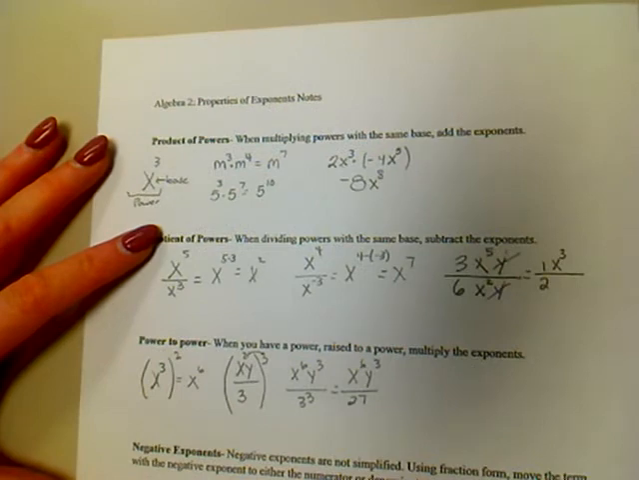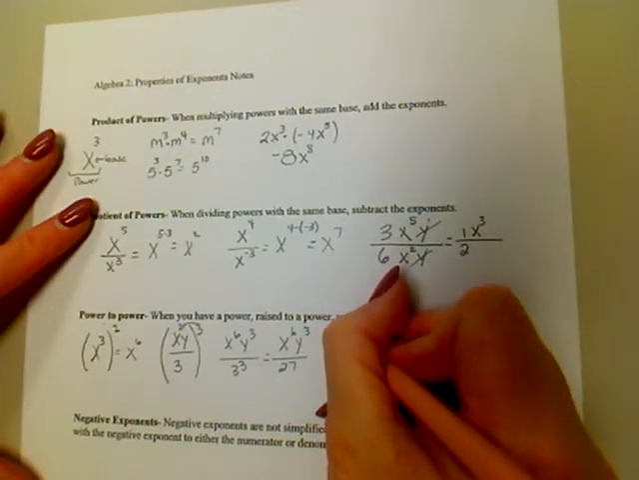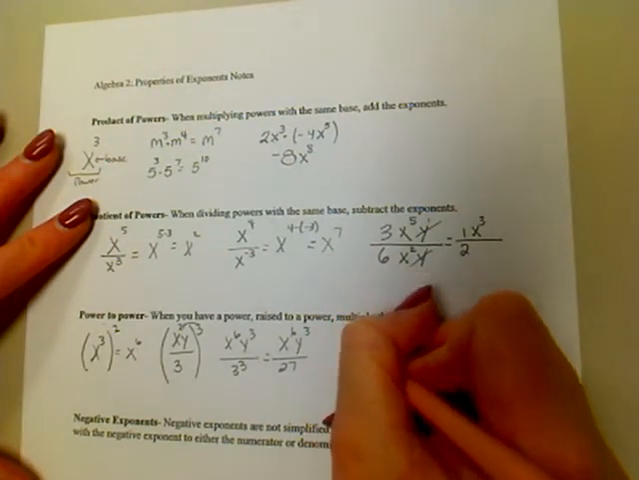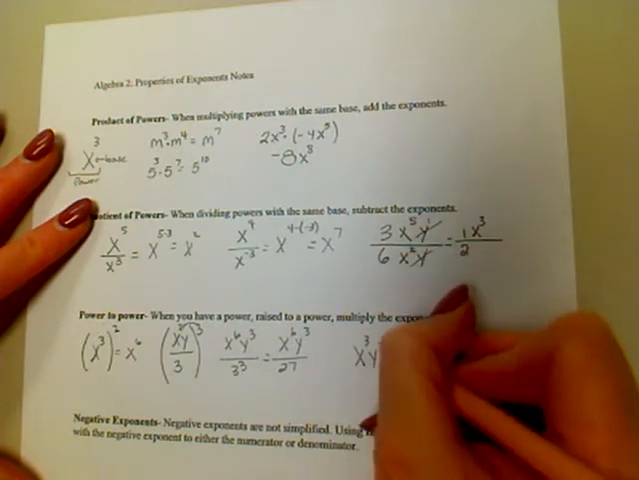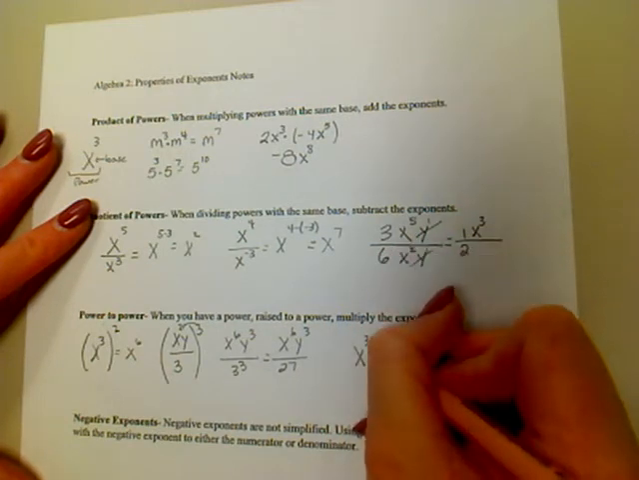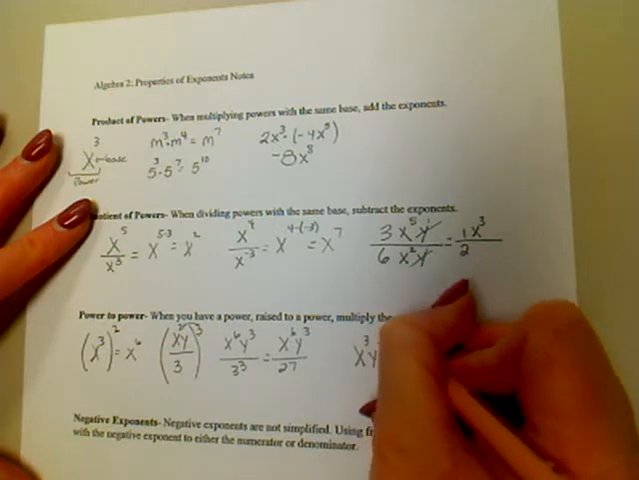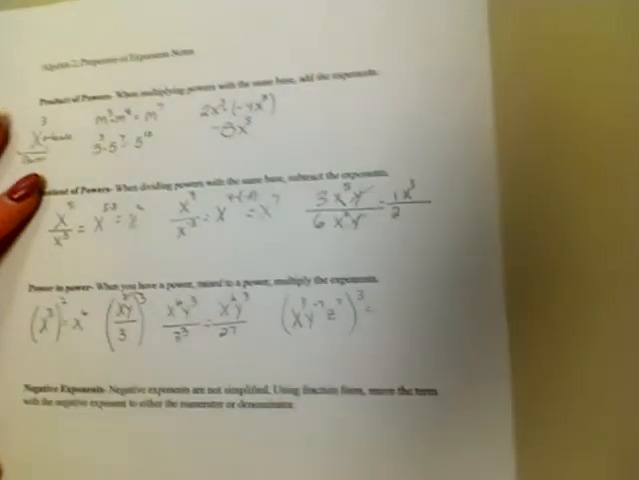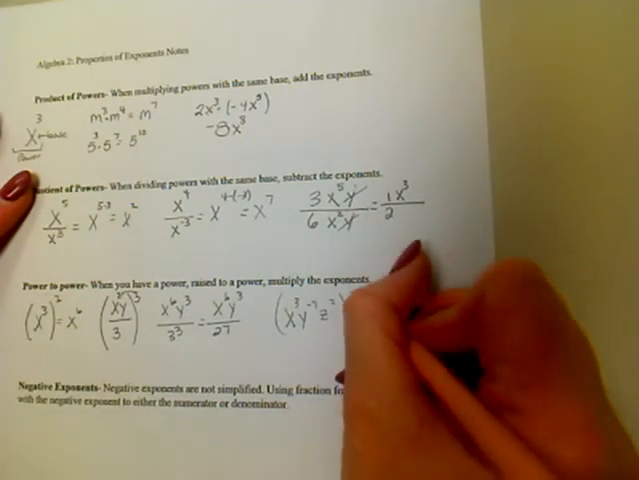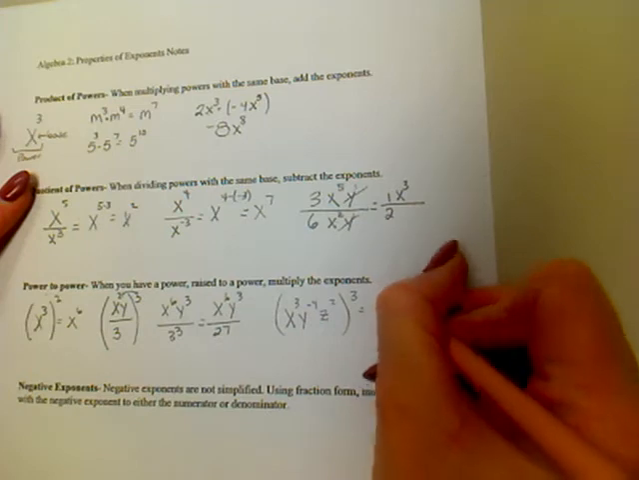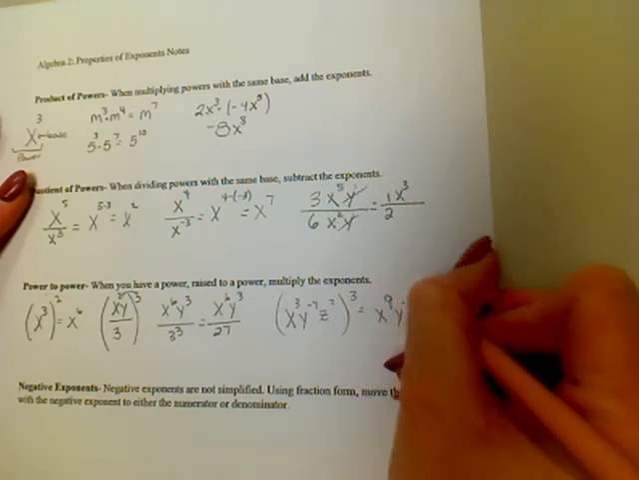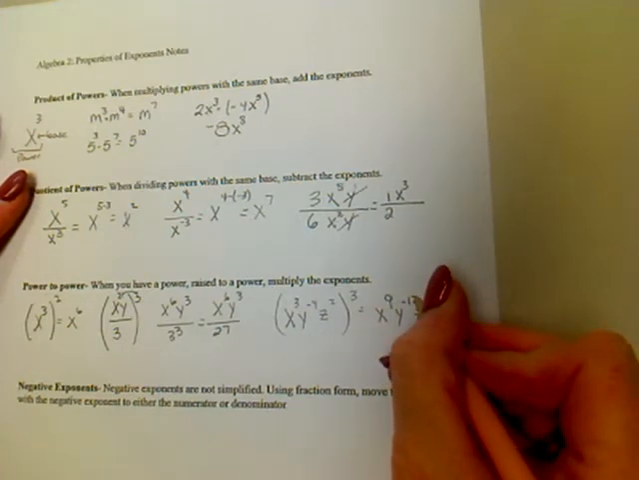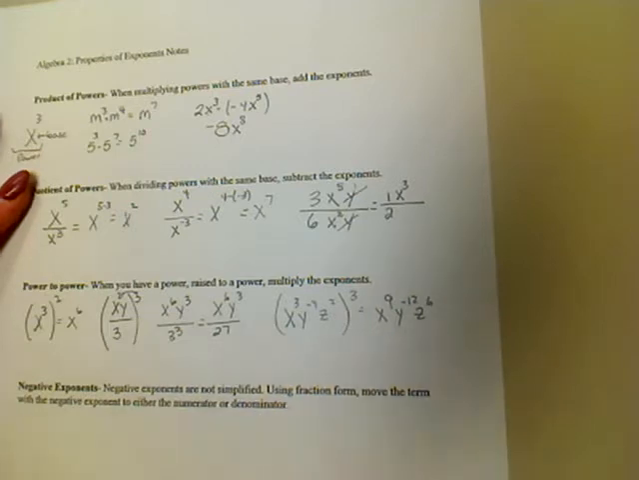If I give you this one, x to the third, y to the negative fourth, z squared, and I take this whole thing to the third power, then this becomes x to the ninth, y to the negative 12th, z to the sixth. And I'll deal with this negative 12 in just a second. Well, I guess I'll deal with it now because I'm ready to talk about negative exponents.